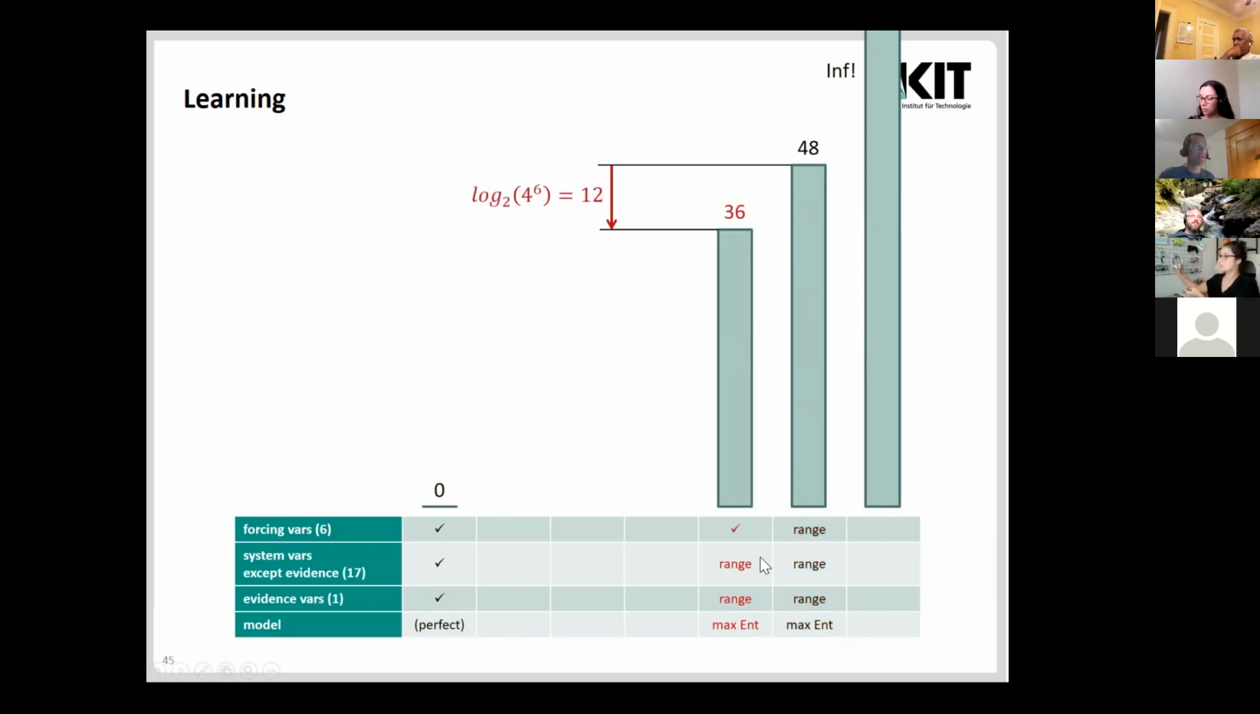Then let's assume I'm now slowly adding the data that I have available for learning later on. Let's assume I know the forcing variables, but just the value ranges of the others. And again, I'm using a maximum entropy estimate for what I don't know. Then this means I'm now 6 variables less uncertain. Yeah, so that reduces uncertainty by 12 bit. This is just from knowing the forcing, okay?